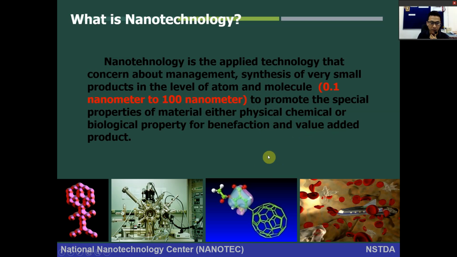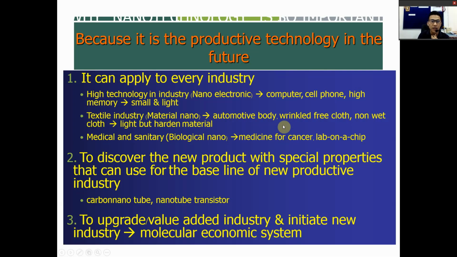and it's a kind of value-added product as well. And I have some examples to show in the next slide. Because nanotechnology is really a productive technology for the future, it can apply to every industry, like high technology industry, nano electronics, computers, cell phones, high memory, small and light, like the textiles industry, which uses material nanotechnology to create automotive bodies, wrinkle-free clothes, non-wet clothes, light but hard material, something like that, or even in medical and sanitary, which is the biological nanoparticle.